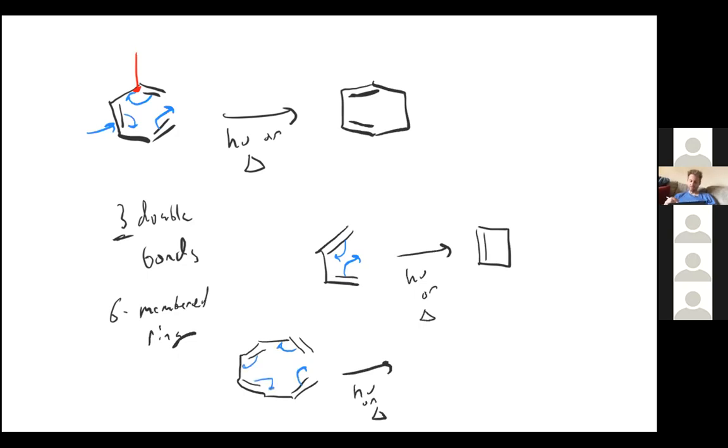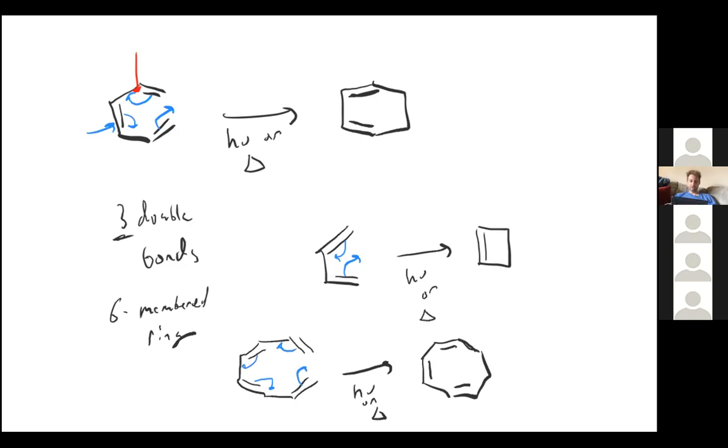So 4 double bonds gives us an 8-membered ring. A little rough. Work my stop signs. So we're shifting a double bond up, down, and over here. So number of double bonds is going to equal your ring size times 2. Number of bonds times 2 equals your ring size.